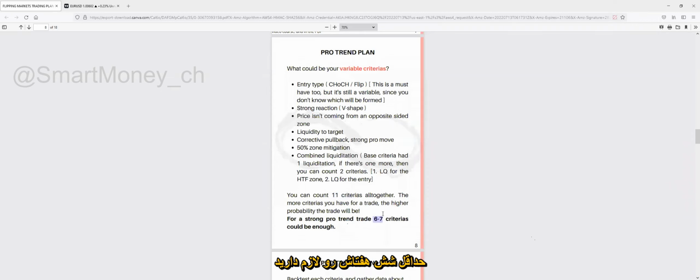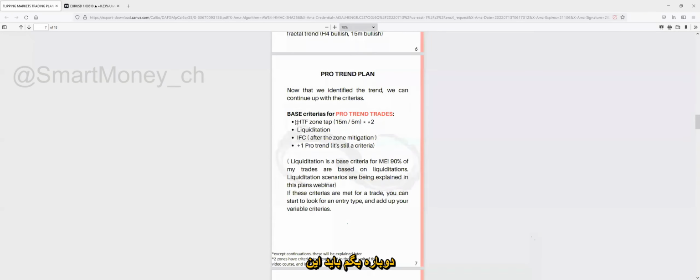So once again, you can count up 11 criteria, and for a good, strong pro-trend trade, you need 6, 7 criteria, but I'm personally using 7, 8, or 9 criteria for a good pro-trend trade. If I'm seeing 7, 8, 9 criteria on my screen for a pro-trend trade, I'm just pulling the trigger. And once again, you have to have these 4 criteria. Liquidation, I'm not using 100% of the time, but mainly I'm using it 90% of the times. So liquidation is basically a base criteria for me and could be a base criteria for you too.